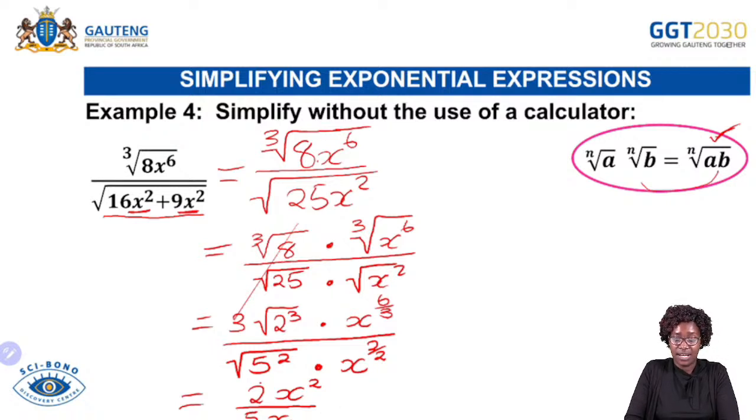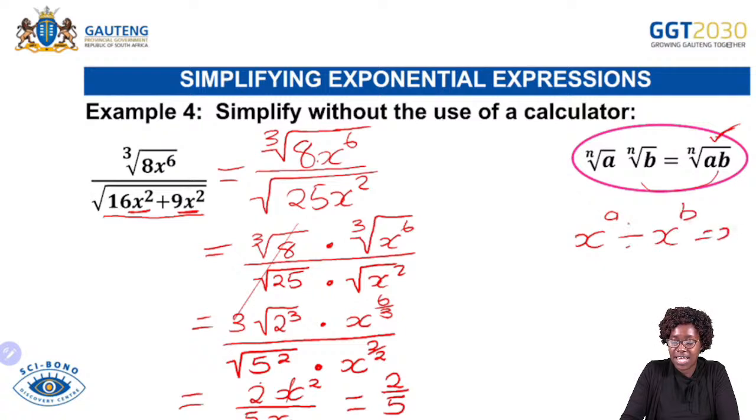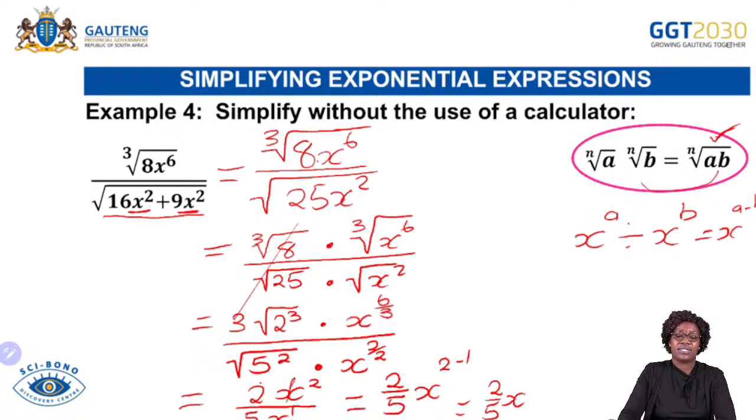But we are not done. We still have terms with the same base there. So I am going to write my answer as 2 divided by 5. Then using our law of exponents, remember our law of exponents when I'm dividing terms with the same base, x to the power of a divided by x to the power of b is the same as saying x to the power of a minus b. So in our case, I'm going to say x to the power of 2 minus the exponent there. If you don't see an exponent, remember it's 1. So 2 minus 1 simply gives me 1. So my solution is simply 2 over 5 multiplied by x.